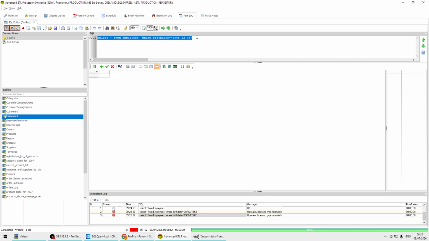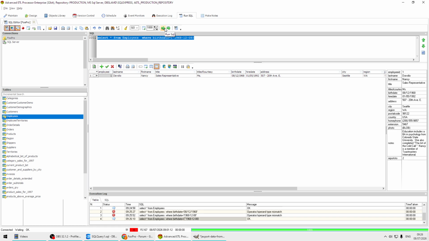And again, it is not working. So what we need to do instead is use FoxPro specific syntax. Where is that? And then it works. Miracle, isn't it?